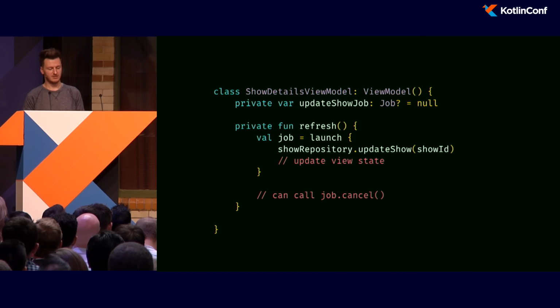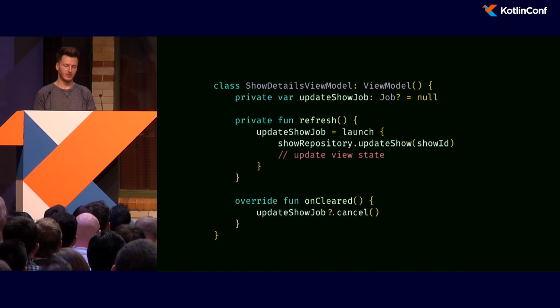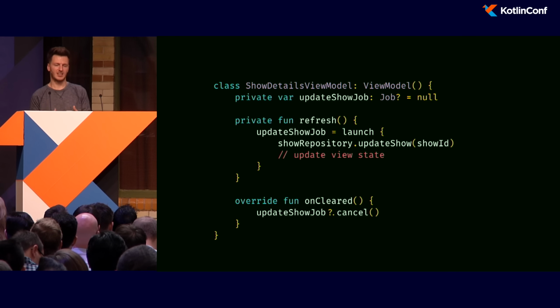So in the top property, we'd have an update show job, and then we'd update it. So every time we call launch, we'd keep a reference to the job, and then finally, in onCleared, we'd just call cancel. But the problem with that is that using the pattern is kind of a pain, because more than likely, you're going to have more than one launch happening, or async, or whatever it is. So you're not just going to have one thing run at a time. You might have 3 or 4 or 5.